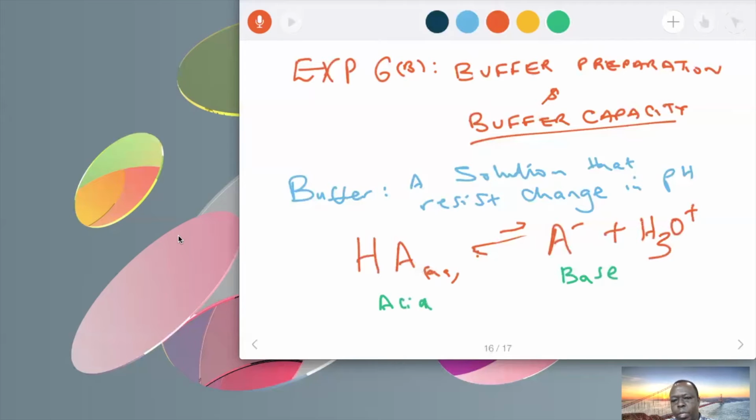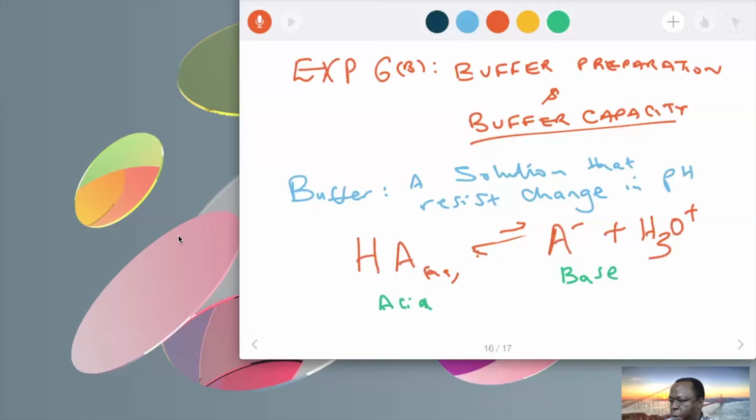How do we know that this is an acid, this is a base? Please recall from Chem 1 how to determine the conjugate base given the acid: by removing a hydrogen ion from a species, you end up with the conjugate base. Recall the conjugate acid base pair.